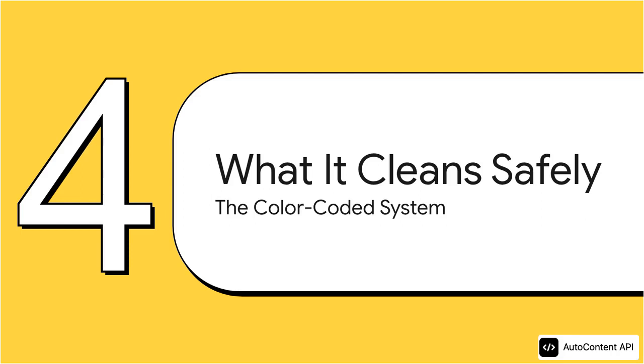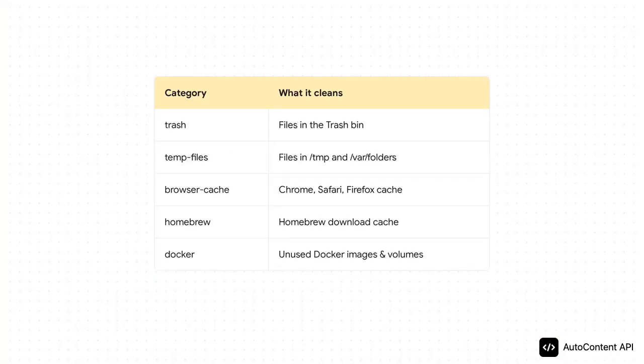Let's break down what each color means. First up, we've got the green items. This is the green light, go for it category. These are the absolute no-brainers. We're talking about your trash can, old browser cache from websites you visited months ago, temporary files, basically all the stuff that's just taking up room and doing nothing useful. Deleting this is the easiest win you'll get.